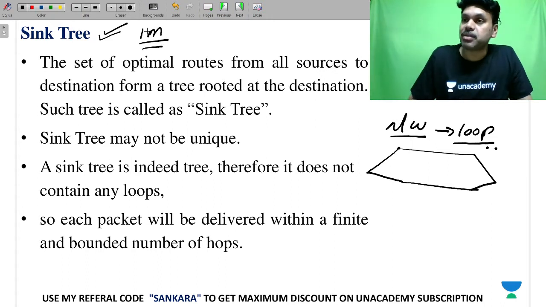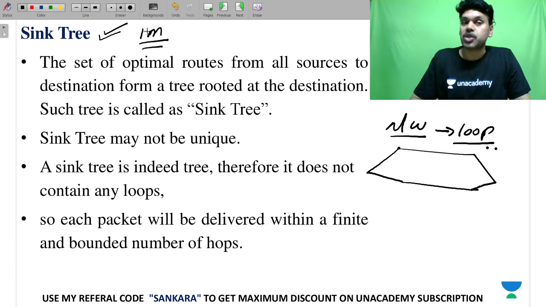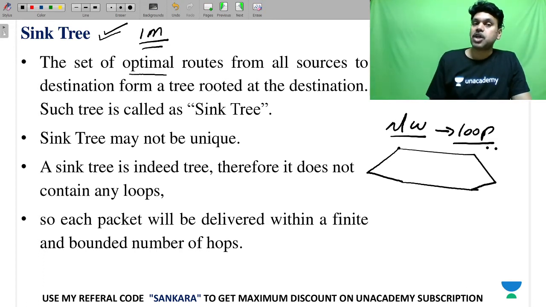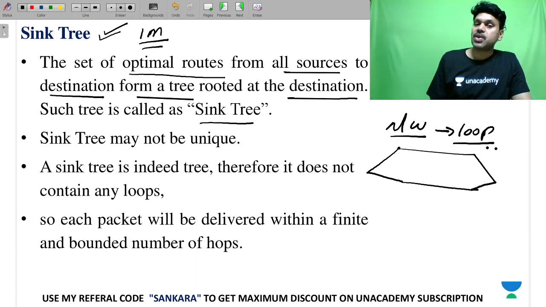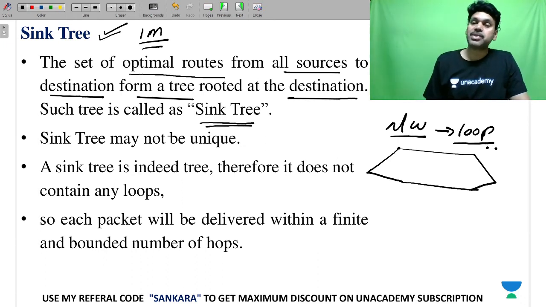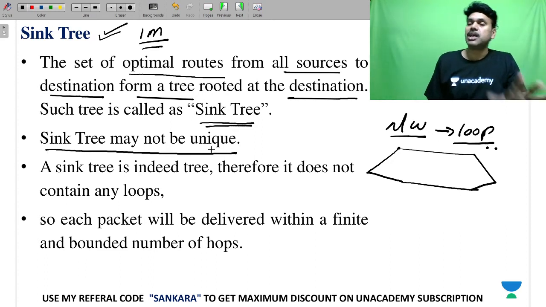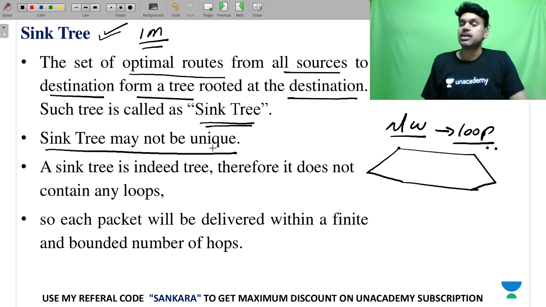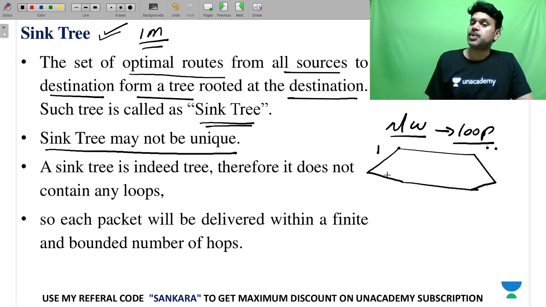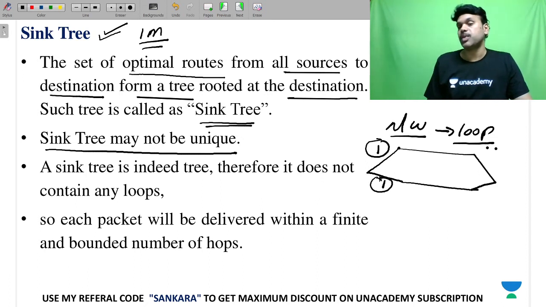A sink tree is nothing but a network that must not contain a loop. The set of optimal routes from source to the destination forms a tree. Such a tree is called a sink tree. The sink tree consists of destination paths and all optimal destination paths. And a sink tree may not be unique. Multiple shortest paths are also eligible. From here to here one, from here to here one. There may be a chance of multiple shortest paths.